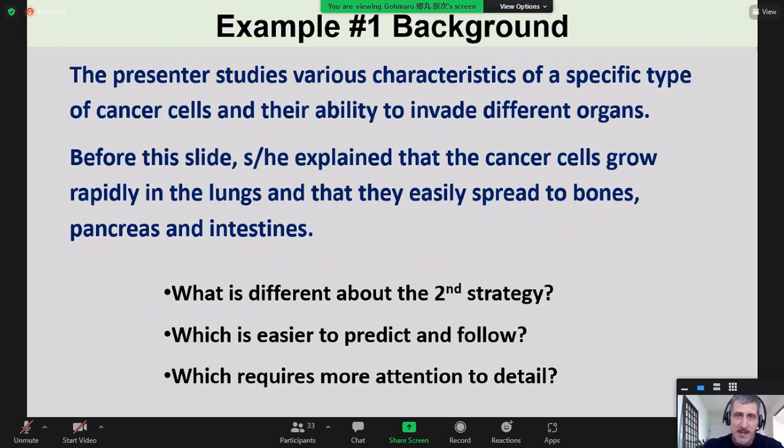It is not the first slide in the presentation, so we imagine that the audience already knows that the presenter is studying various characteristics of a specific type of cancer cell and the ability of those cancer cells to invade different organs in the body. Before this slide, he or she explained that the cancer cells grow rapidly in the lungs and that they easily spread to the bones, the pancreas, and the intestines.